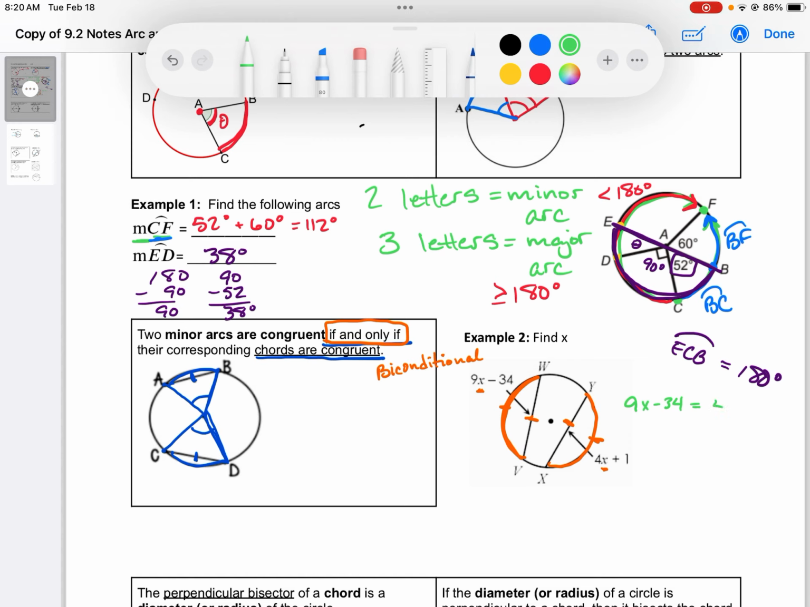We can say 9x minus 34 equals 4x plus 1. So what we'd do is we'd add 34 to both sides, and then we'd subtract 4x, and we'd end up with 5x equals 35, and x equals 7.